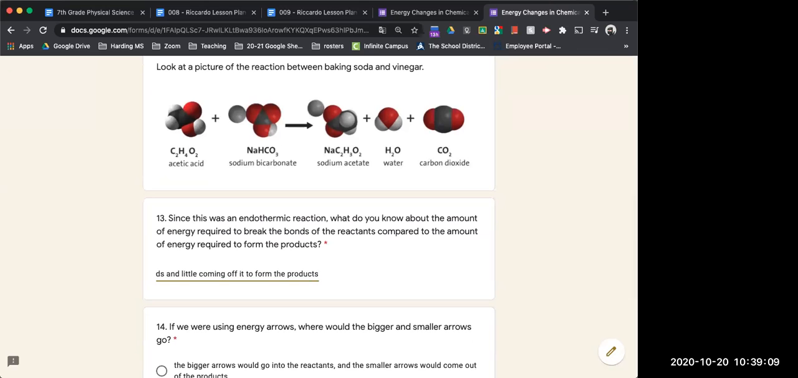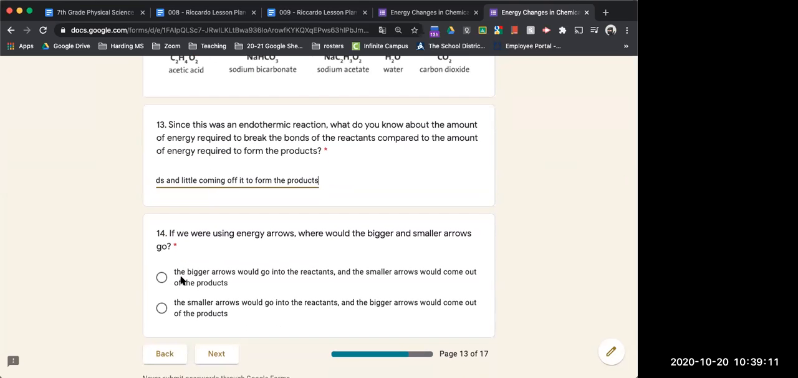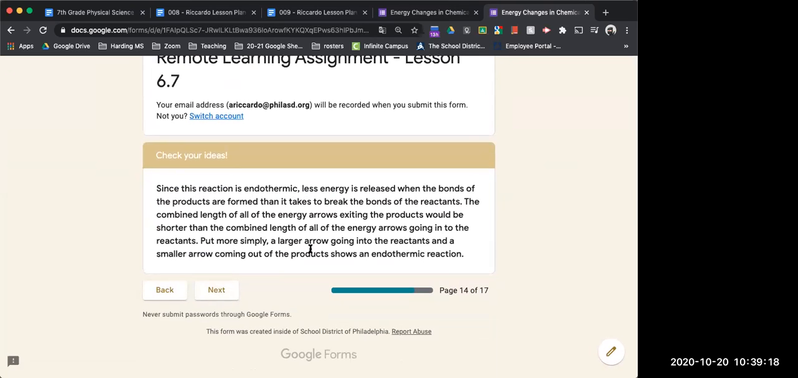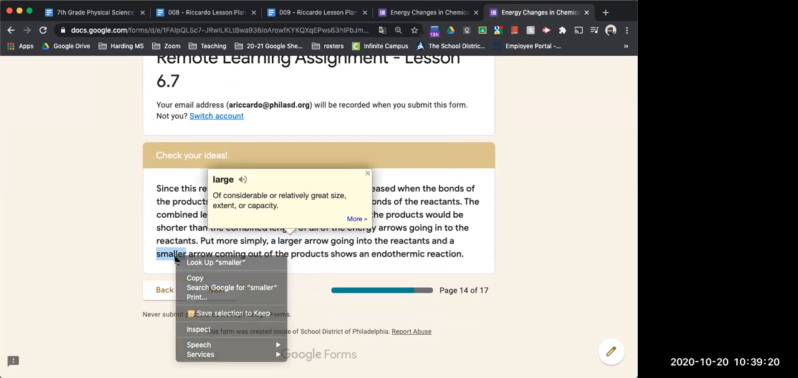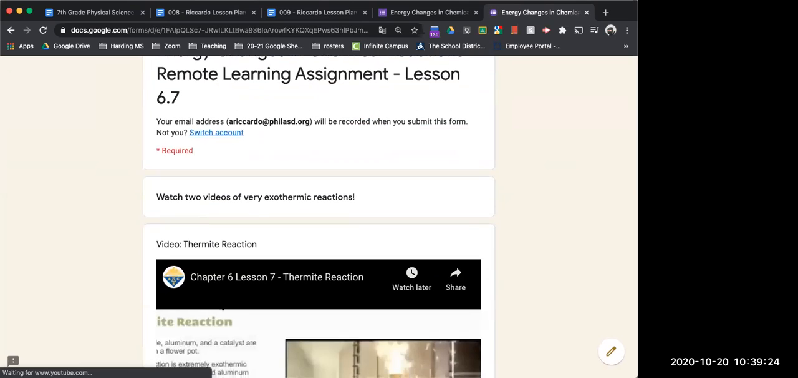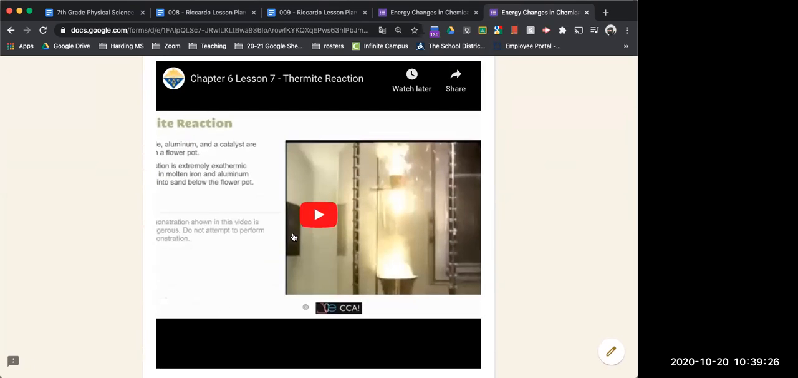All right. And if you're using energy arrows, you're going to have bigger ones on the reactants and then smaller ones on the products. That's what it's going to say. It's bigger, larger over here, smaller over there. Good. Very good. All right. Watch the 2 videos of exothermic reactions. All right, let's take a look.